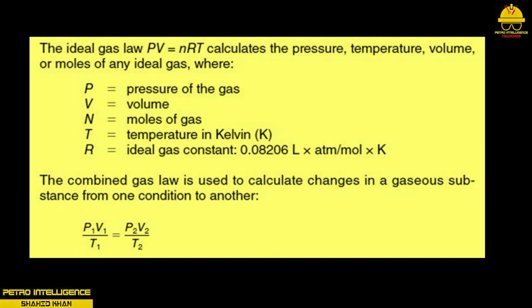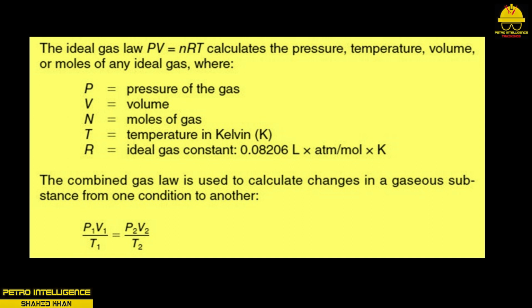The ideal gas law PV equals nRT calculates the pressure, temperature, volume, or moles of any ideal gas, where P equals pressure of the gas, V equals volume, n equals moles of gas, T equals temperature in Kelvin, K, R equals the ideal gas constant, 0.08206 liter-atmospheres per mole-Kelvin.